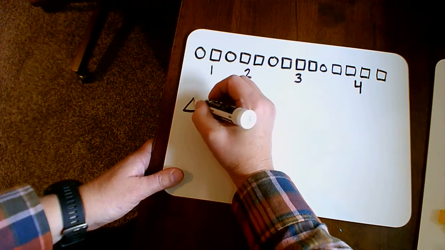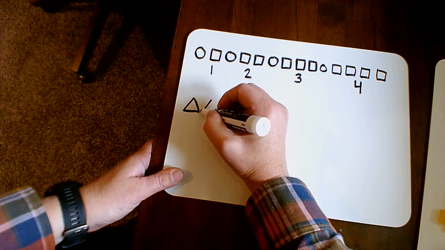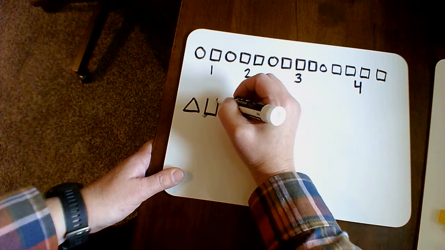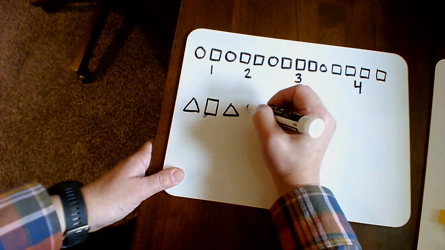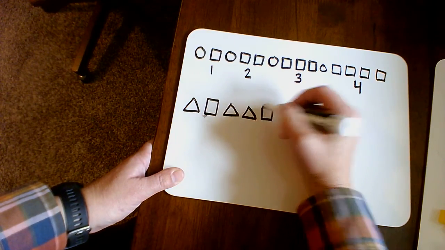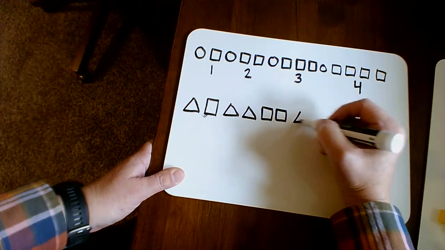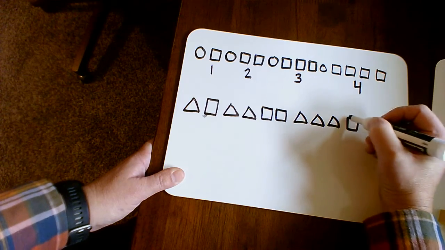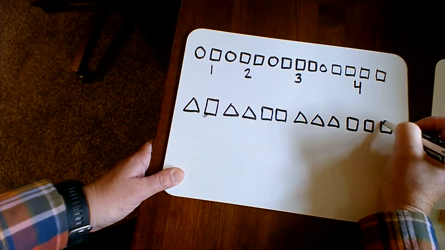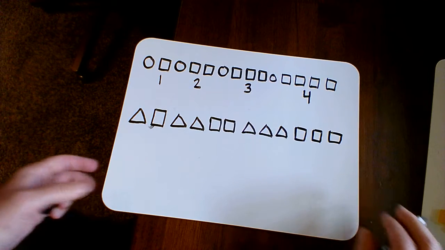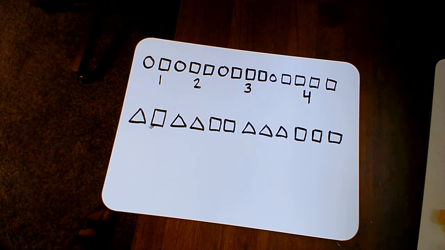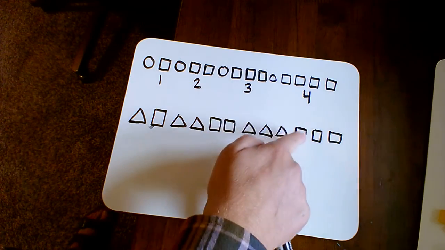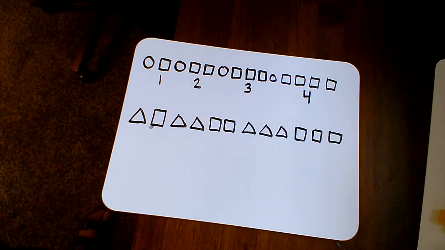Let's do triangle. Here, wait, let me change that for a second. That wasn't what I was thinking. Triangle, square. Triangle, triangle, square, square. Triangle, triangle, triangle, square, square, square. Okay, what would come next? What do you think would come next?